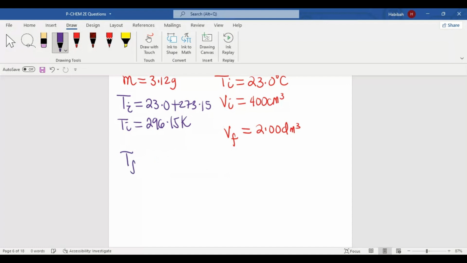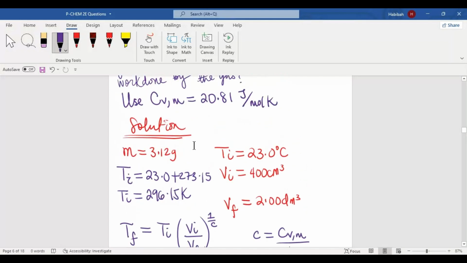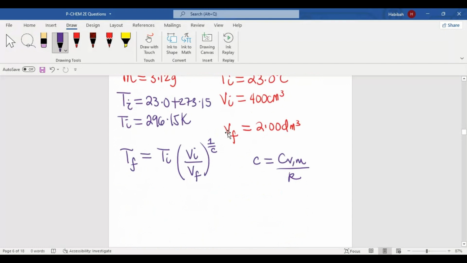T final in an adiabatic reversible expansion has the formula T initial times V initial divided by V final, raised to the power of 1 over c, where c is equal to the molar heat capacity at constant volume divided by R, the gas constant. So we've been given the molar heat capacity at constant volume, right? We know that to be 20.81 joule per mole Kelvin. And we know the gas constant is a constant, so that's going to be 8.3145. We can easily solve for the value of c.